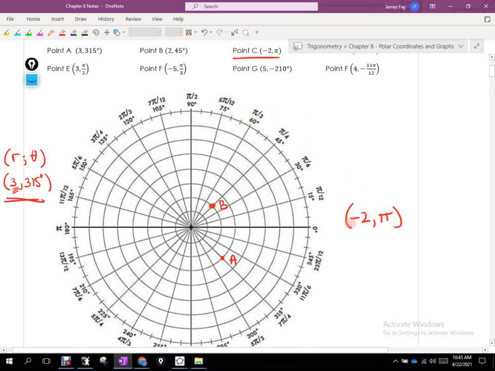If I want to go pi, I start on my polar axis. I'm going to rotate counterclockwise out to pi. So I should be on that ray right there. Does that make sense? Okay. If I go out to, what does it mean to go to negative 2? Well, that would be positive 2, wouldn't it? Does that make sense? So negative 2 is not on this ray.